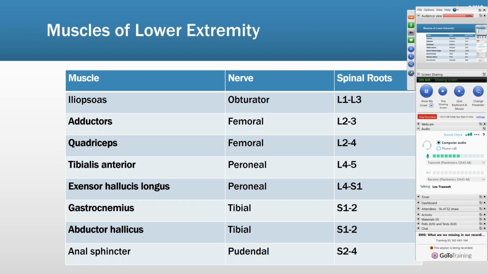Adductor magnus, quadriceps for femoral, tibialis anterior for peroneal, extensor hallucis longus, gastrocnemius, abductor hallucis, anal sphincter. Those are the most common muscles we monitor for the lower extremity.